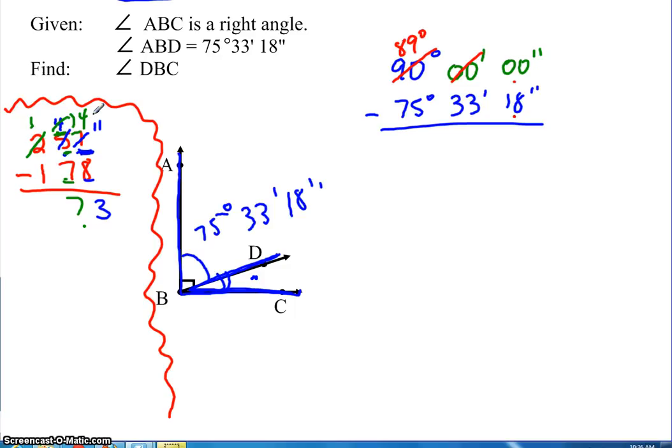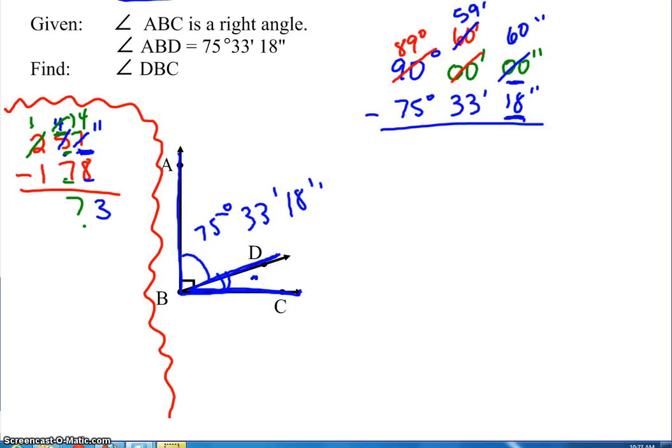One degree gives me how many minutes? One degree does not give you 100 minutes. It doesn't give you 10 minutes. It gives you 60 minutes. There's 60 minutes for every 1 degree. And remember, I had to borrow twice because I still have to deal with that 0 minus that 18. So I'm going to borrow again. If I borrow one of these minutes, this is going to give me 59 minutes. How many seconds does 1 minute give me? It gives me 60 seconds. So I had to borrow twice here.